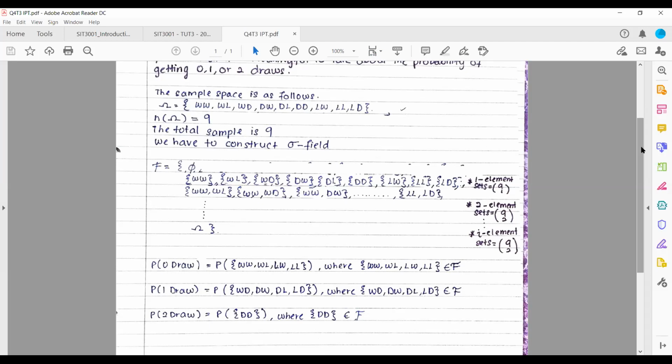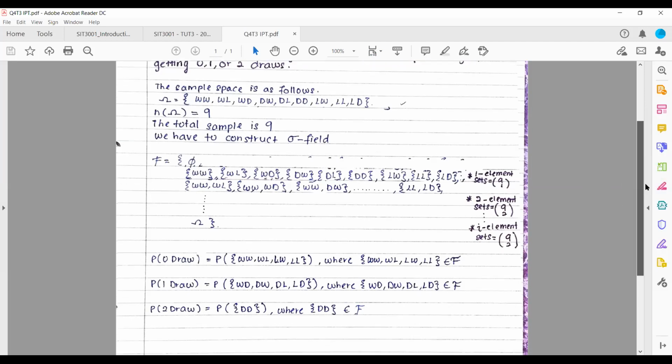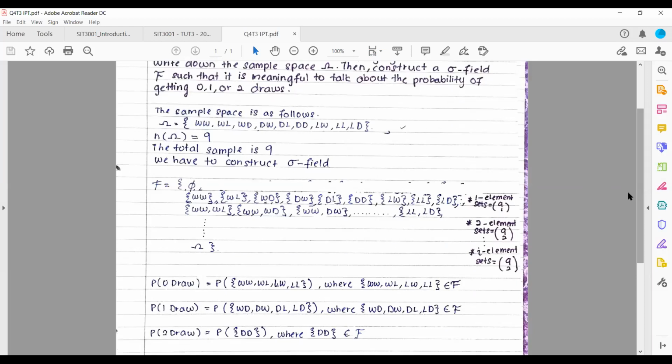And then just point out that the events that you want, 0 draw, 1 draw, 2 draws, they basically are just some kind of sets in your sigma field. And therefore, you can actually assign a probability measure to it. Okay? Yeah. So this is more to give you something more concrete to hold on to.